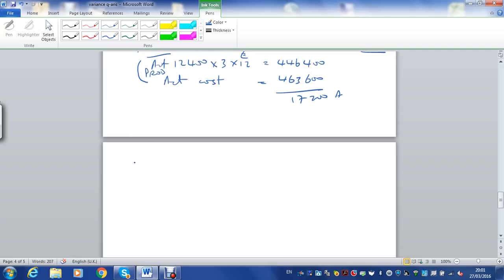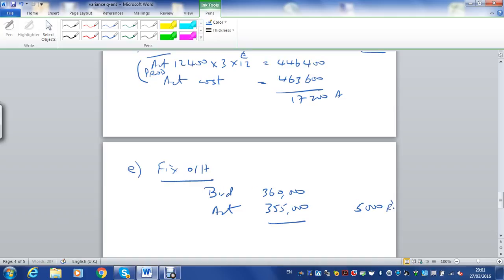The last one is straightforward. It's fixed overhead. This can be a lot more complicated. The budget is 360,000. The actual, again, bottom part of the question is 355, and the difference is 5,000. Well, it's a cost environment. It's costing you less, therefore it's favourable. Good news. Good news for a change.